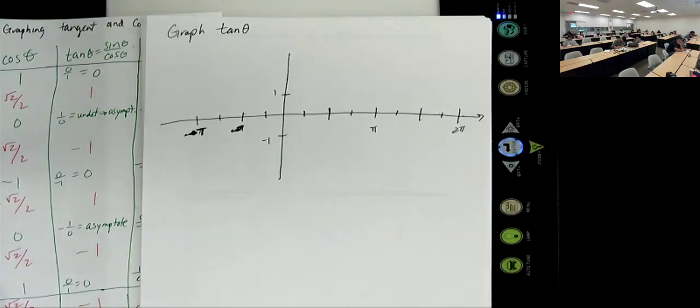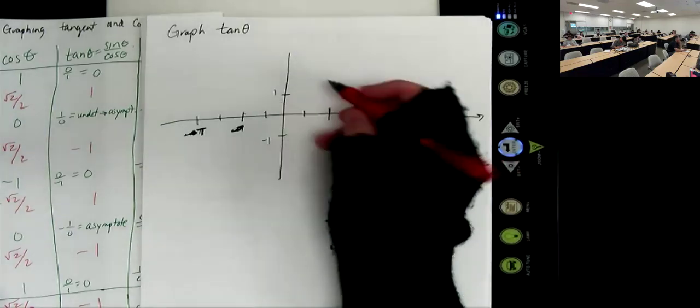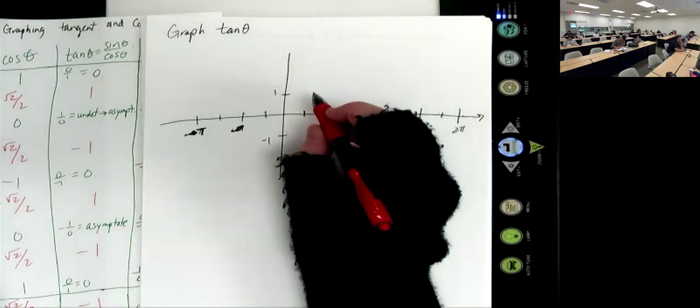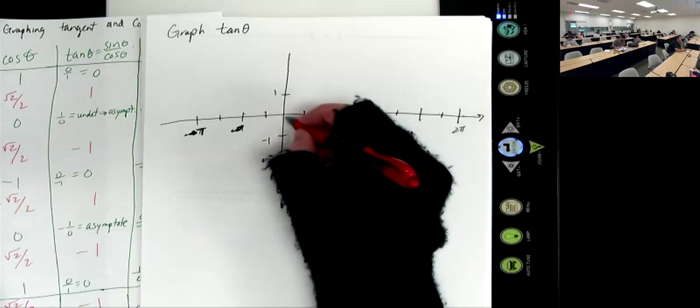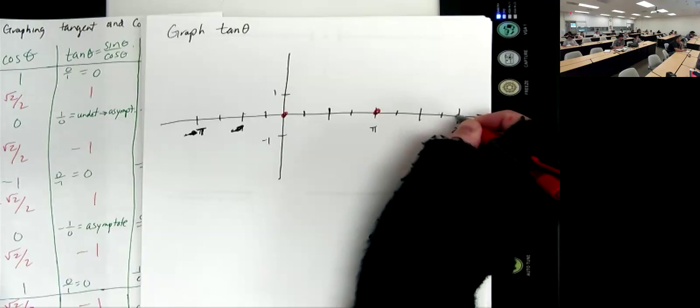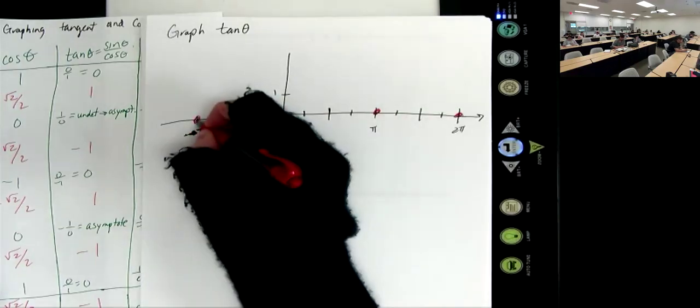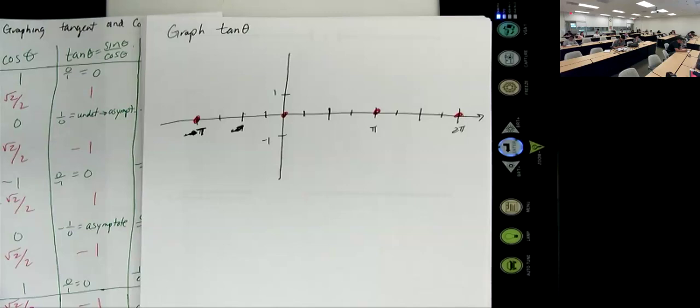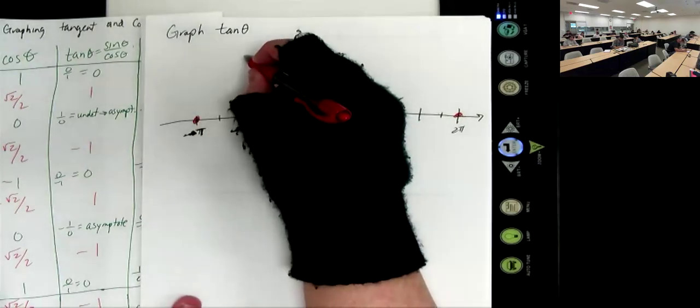Let's just do our zeros and asymptotes first. At 0, pi and 2 pi, I have zeros. And it looks like negative pi if I go back. It looks like every pi I'm getting a 0. And all the ones with a pi over 2 in them, we have asymptotes.